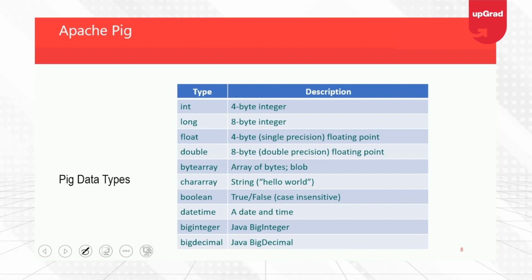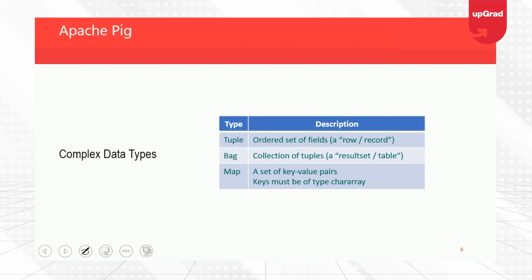Now, if I tell you about the complex data types here, these are used to hold a group of values. So a group can be represented in various forms, such as a tuple, which I explained earlier, which is an ordered set of fields, a bag, which is a collection of tuples, as well as the map. As I mentioned earlier, a map is basically a set of key value pairs where the key must be of type char array.